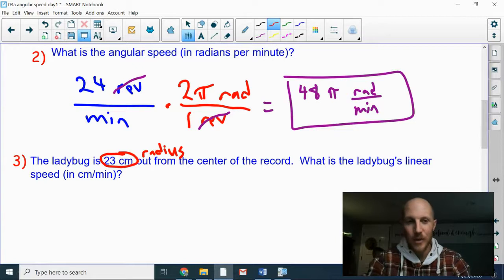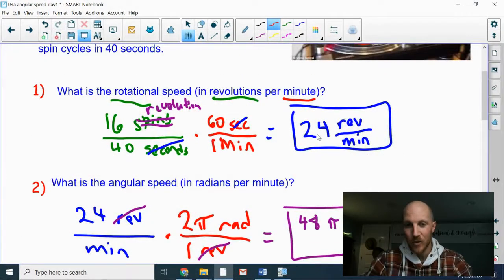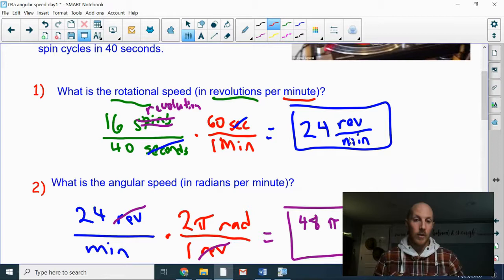All right, we want to find the linear speed, and the directions are asking us for centimeters per minute. Okay, we have 2 options for how we can get to linear speed. One option is we can use the previous answer from number 2, our angular speed, 48 pi radians per minute. We can convert that to a linear speed. Or the other option is we could back up all the way to number 1. We can take this rotational speed of 24 revolutions per minute, and we can convert that to linear speed. It doesn't matter which one we choose. You're going to get the same answer either way. It's just a matter of you can use a different conversion factor and a different starting point.